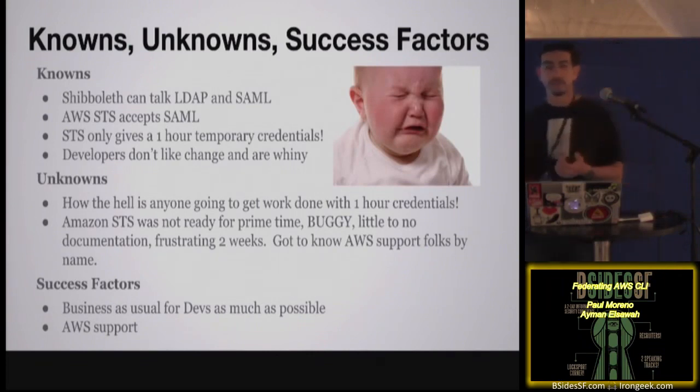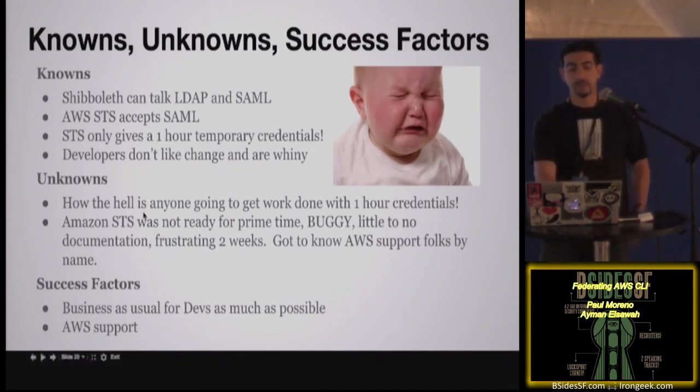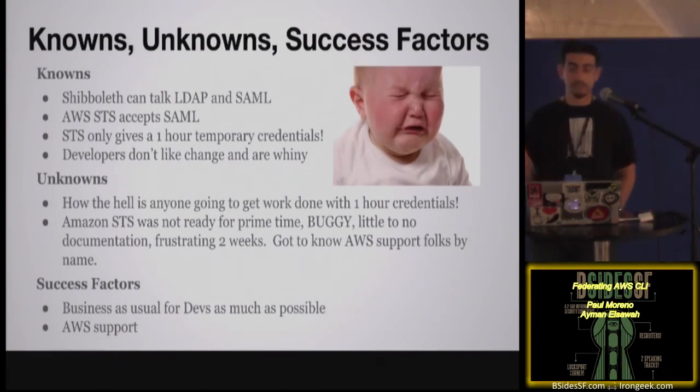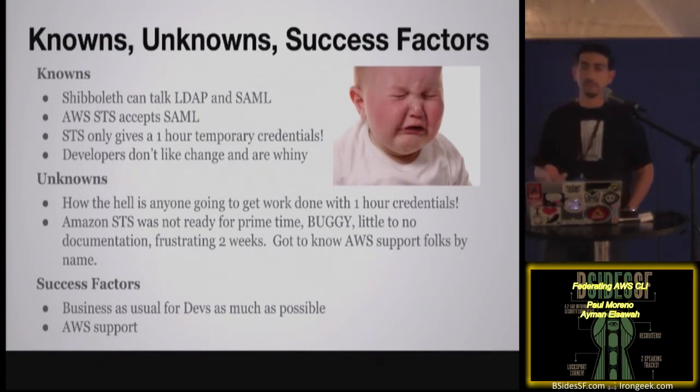Anyway, so some of the unknowns: what are we going to do with these 1 hour credentials? How are we going to make these work? And we didn't know that STS was not really ready for prime time. There were a lot of bugs, a lot of documentation issues. I got to know a lot of AWS support guys by name, so that was interesting. Things that were success factors coming in was that we wanted to make sure that business as usual happened for the devs. So they wanted no change for them as much as possible. And AWS support was really good. They were really helpful on this.